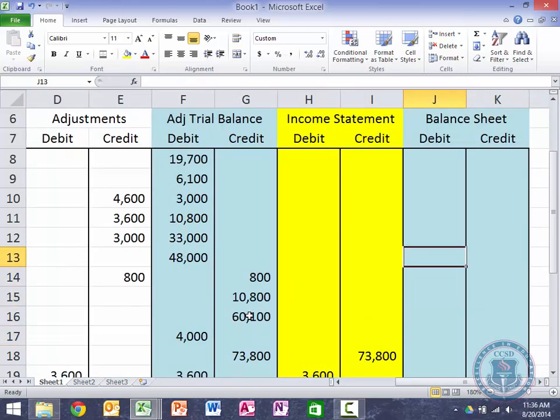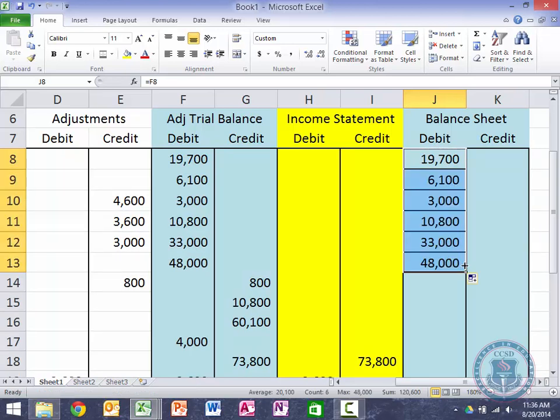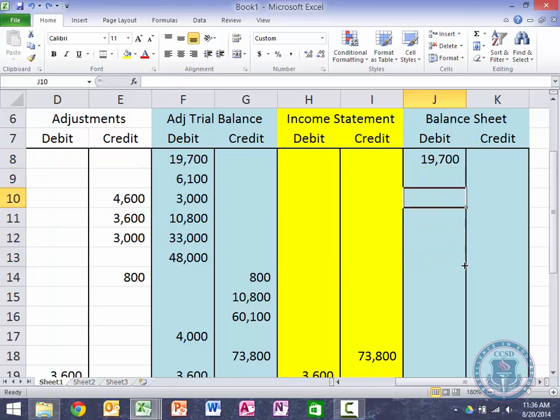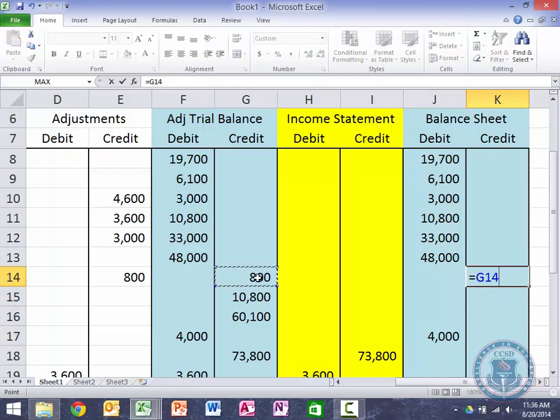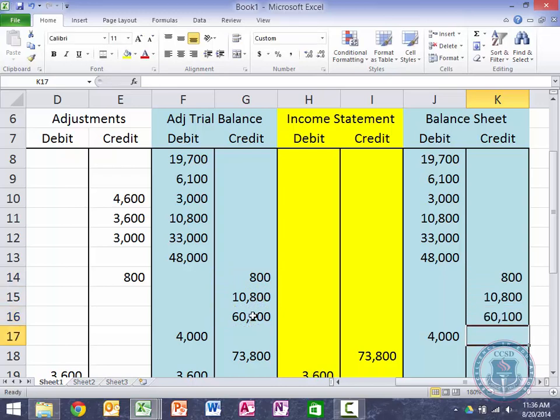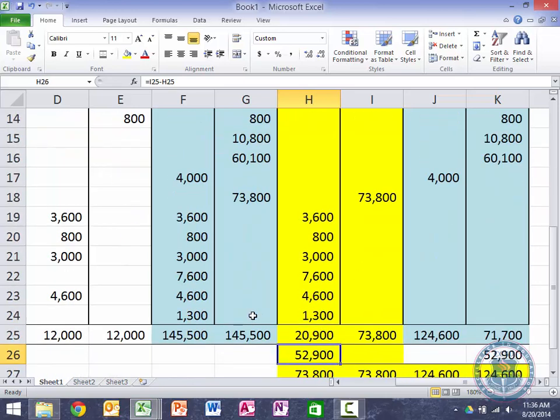So all I'm going to do is say this one equals all my stuff over here. And then this one equals this one. And then we're going to take everything from the credit side before that 73,000. Now I'm going to bet money that if I scroll down, it's not going to equal, but after my net income's in there, I haven't even looked at it, it's going to balance.